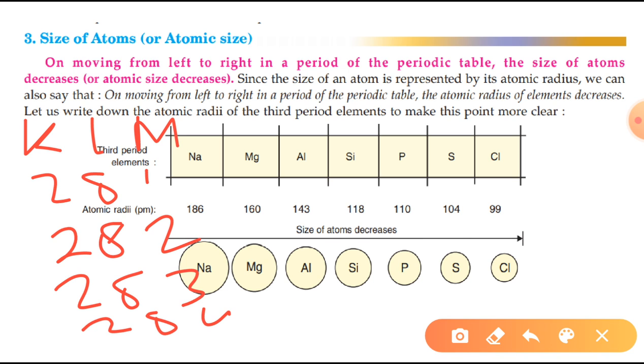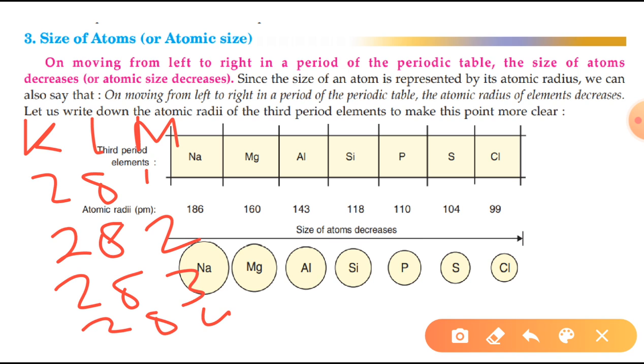The number of electrons are adding in M shell, and along with that the number of protons is also increasing. So this results in increase in effective nuclear charge. The nucleus attracts the outermost electrons more efficiently. That's why the size decreases. Okay, this is the reason.